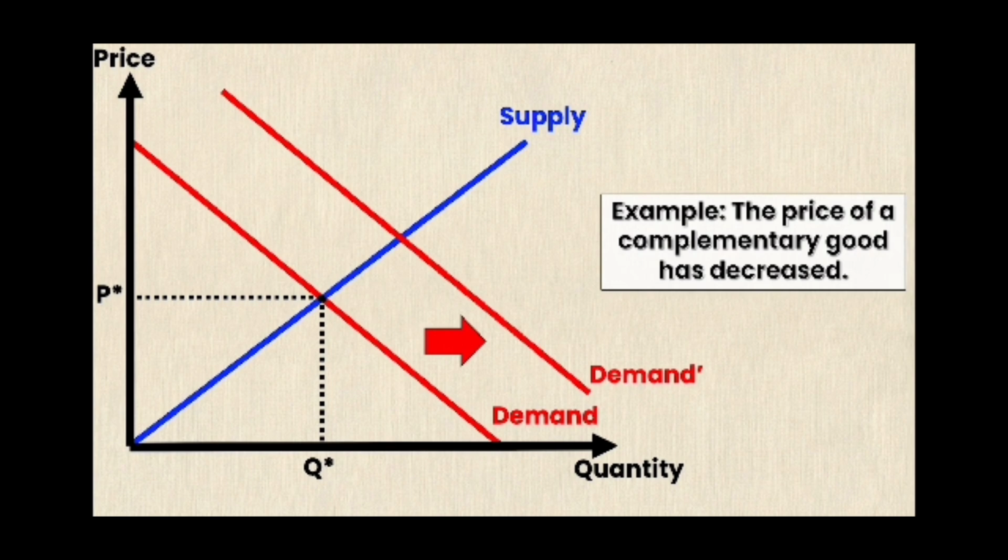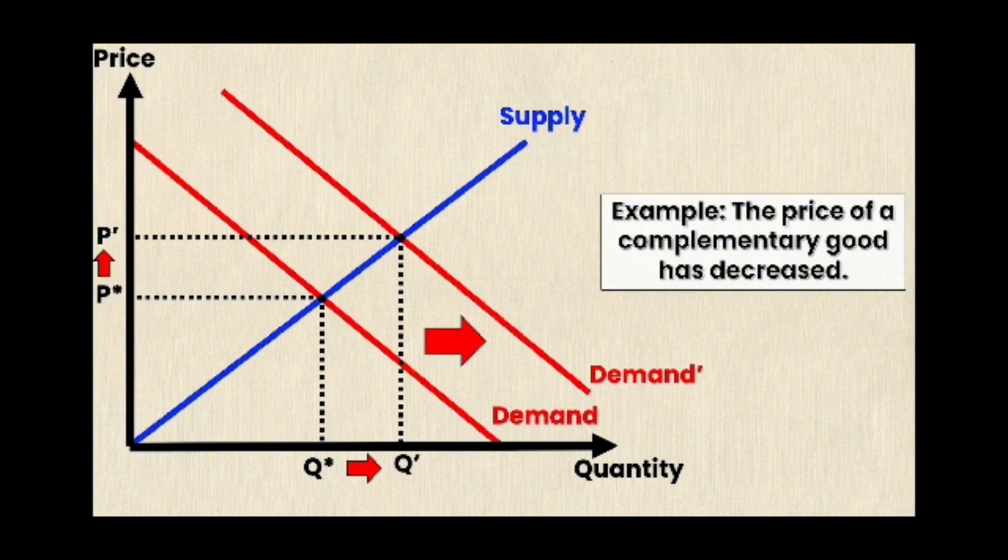Now you'll notice that P star has increased to P prime, and if we follow this along to the new intersection, it's right here. And you'll also notice that Q star has increased to Q prime, and we can follow this up to the new intersection point where demand prime and supply intersect. Both P and Q have increased, and no matter what, this will always happen when demand shifts to the right if supply does not move.